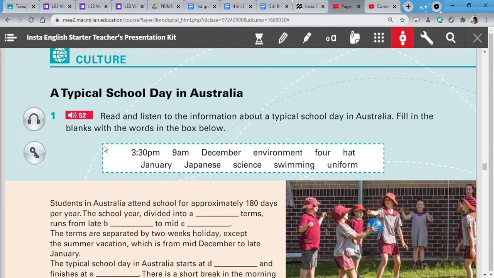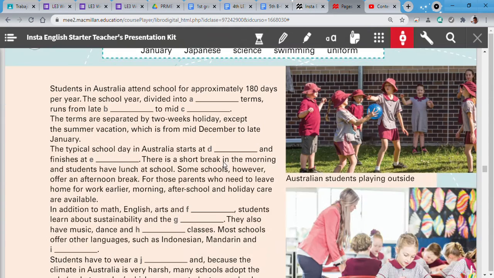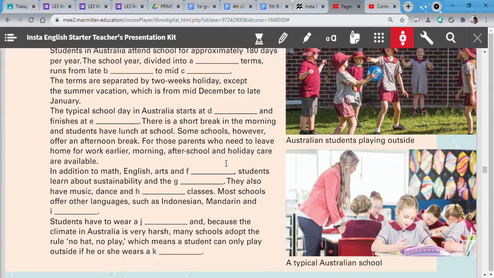What is this vocabulary? 3:30 p.m., 9 a.m., December, environment, for, hat, January, Japanese, science, swimming pool, uniform. Okay, boys and girls, what are you going to do?